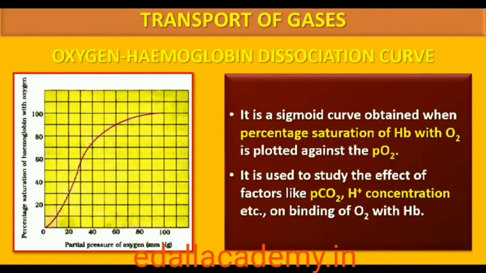A sigmoid curve is obtained when percentage saturation of hemoglobin with O2 is plotted against the PO2. This curve is called the oxygen dissociation curve and is highly useful in studying the effect of factors like PO2, H+ concentration, etc., on binding of O2 with hemoglobin.